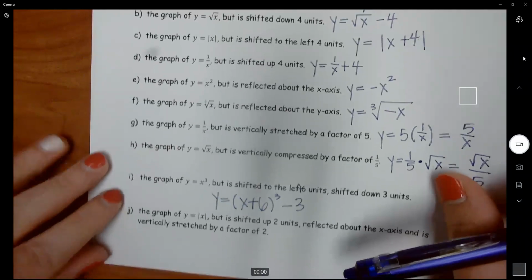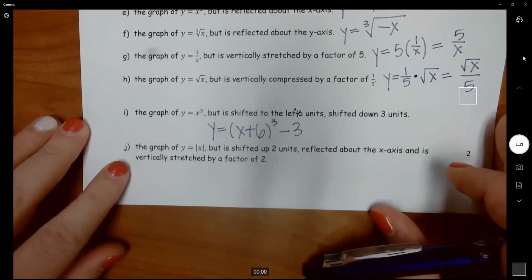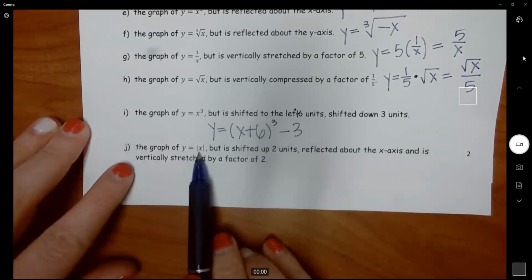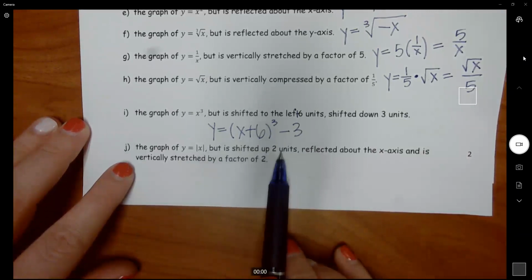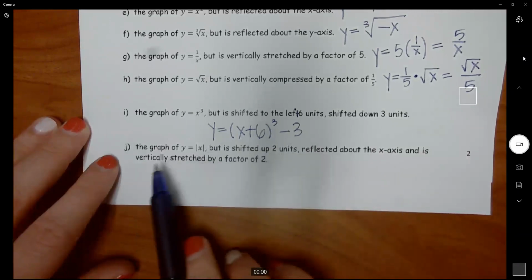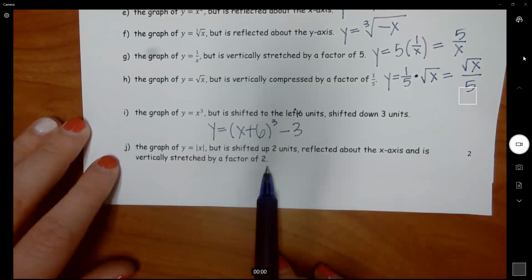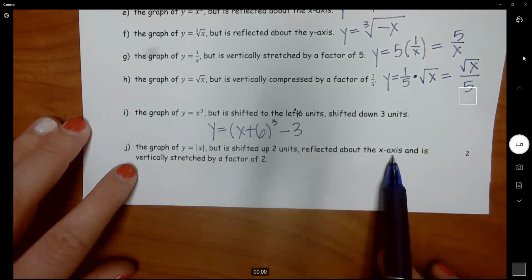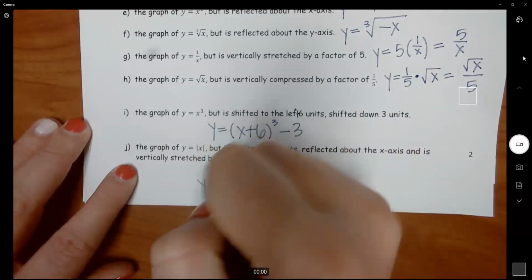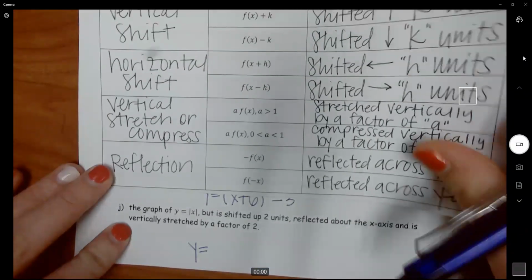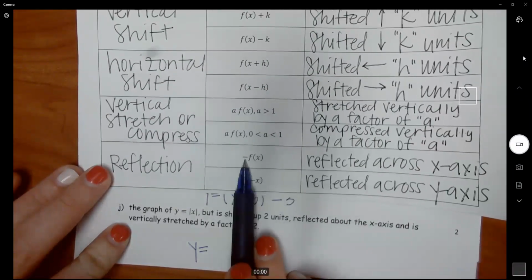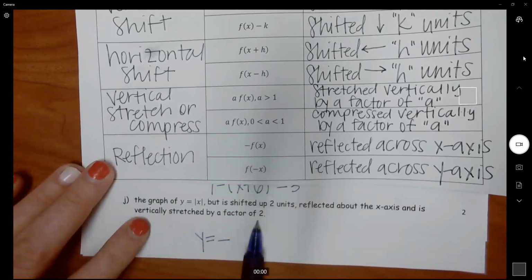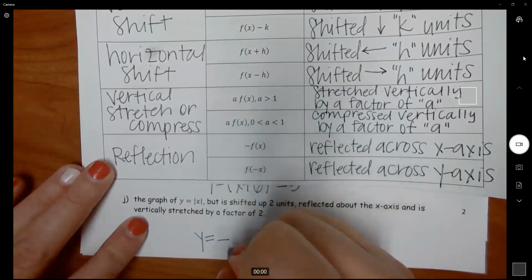Okay. The graph y equals the square root of x, or I keep saying square root of x for absolute value. The graph of y equals the absolute value of x, but is shifted up 2, reflected about the x, and is vertically stretched by a factor of 2. Okay. Well, let's start with the reflected along the x. When it is reflected along the x, that's going to go out front. So negative. It is vertically stretched by a factor of 2, which also goes out front. So now this is a negative 2.